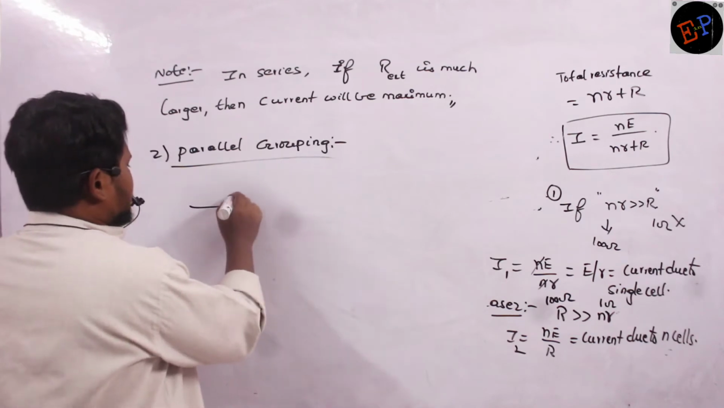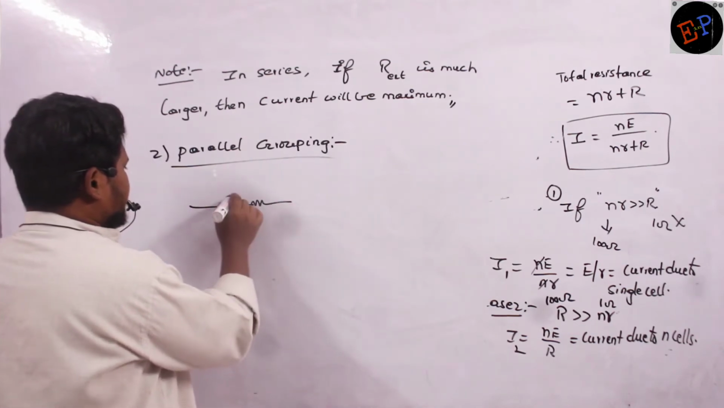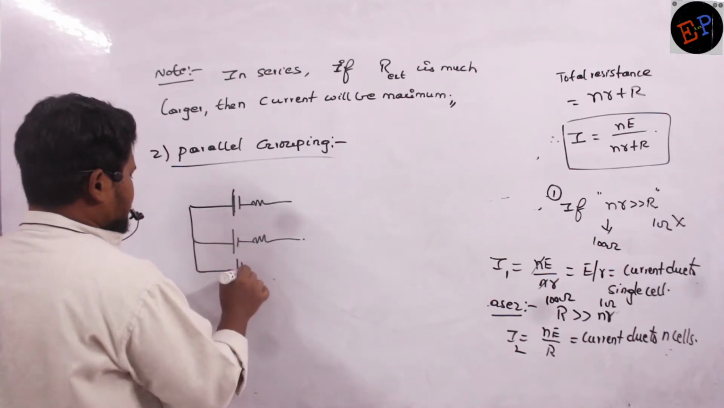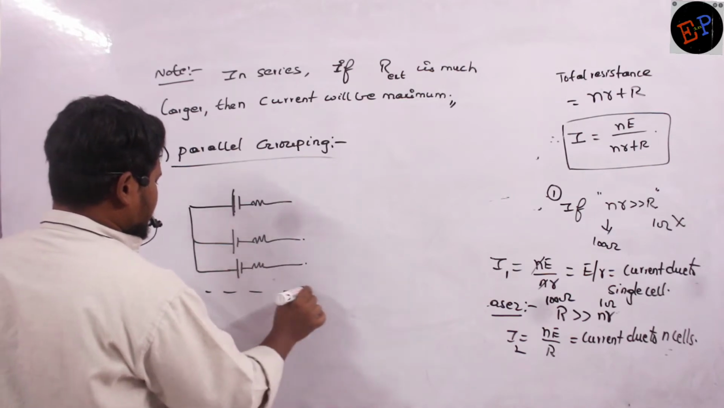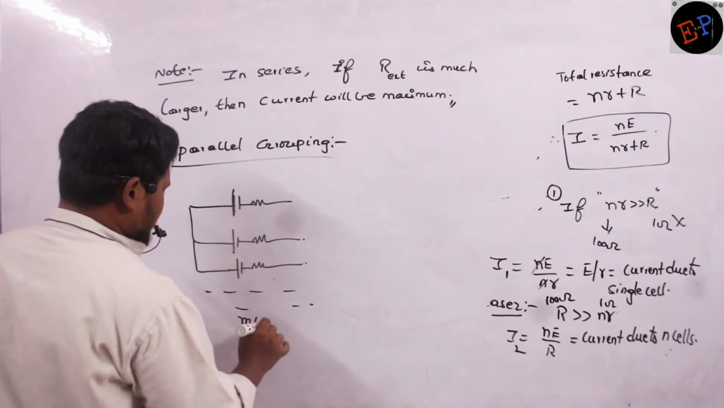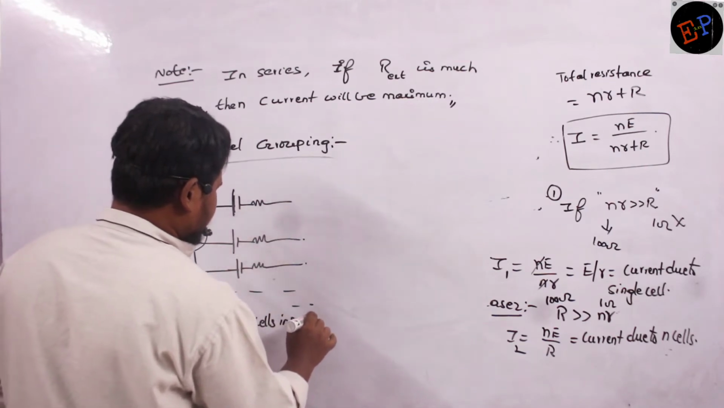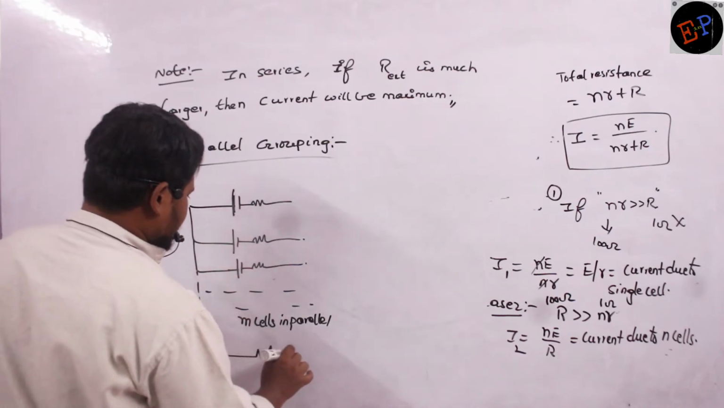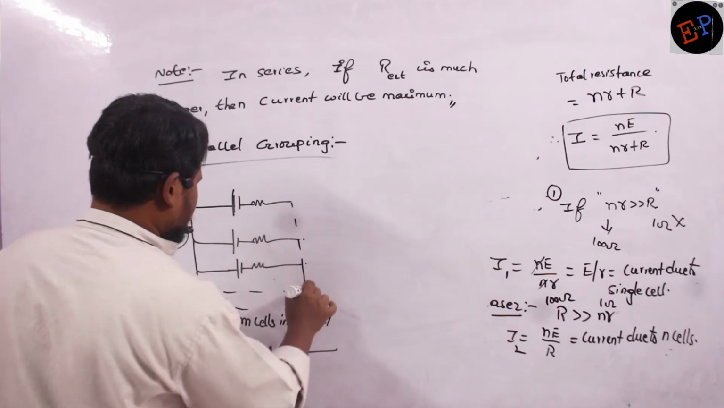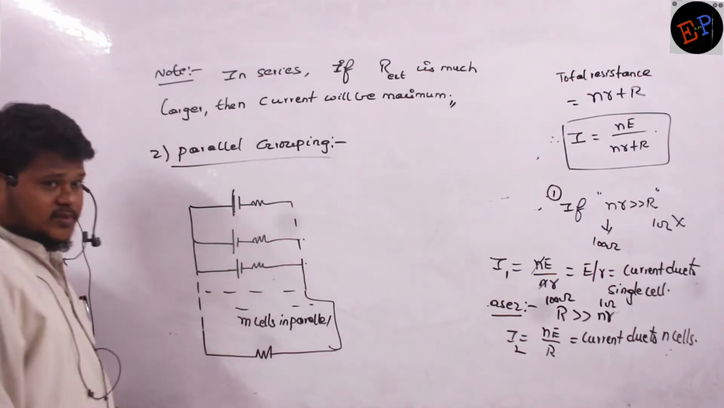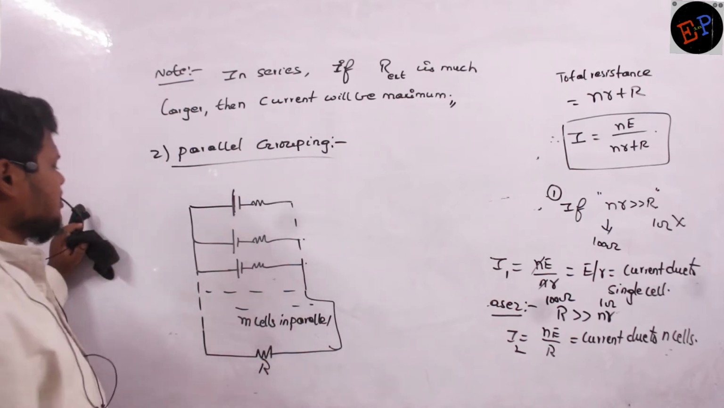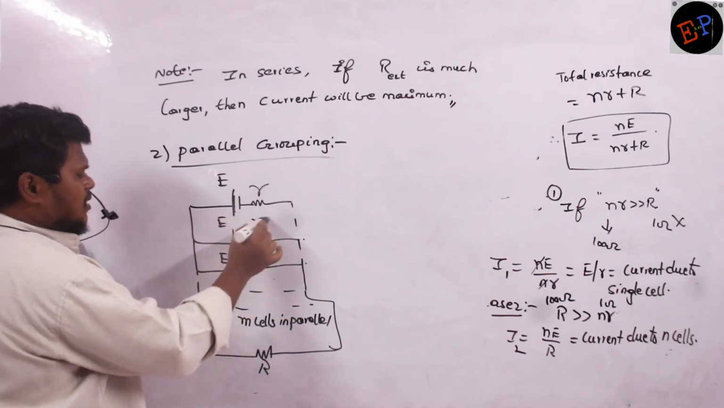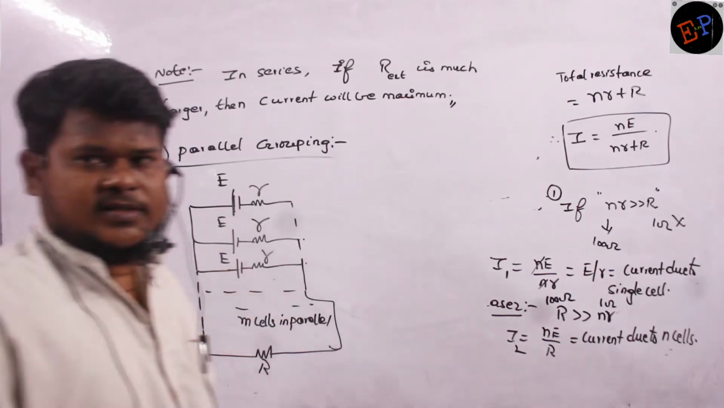So this is one cell, with its internal resistance. Second cell, its internal resistance. Like this, third cell, internal resistance. How many cells are connected? M cells in parallel, and we are connecting all of them to some external resistance. So this is the external resistance R. EMFs are equal: E, E, E. Internal resistances are R, R, R. This is the condition.